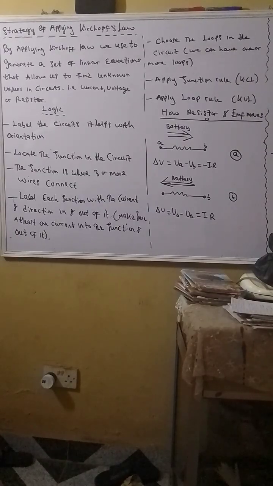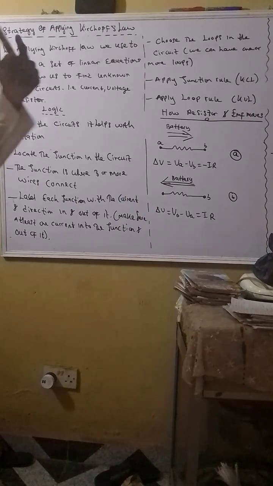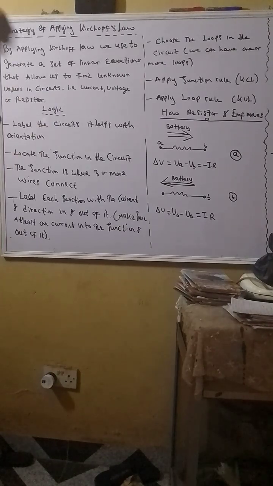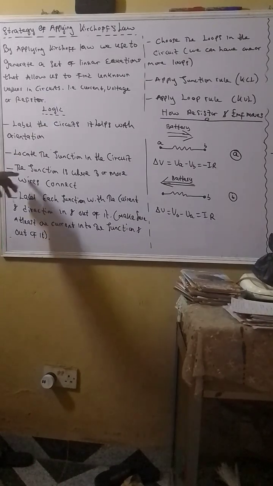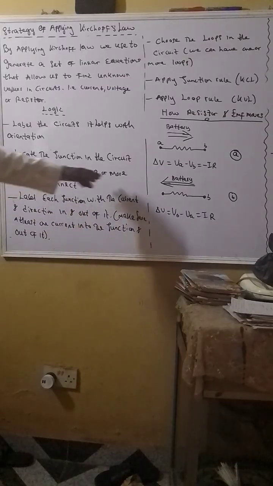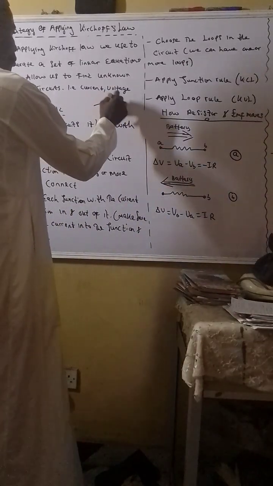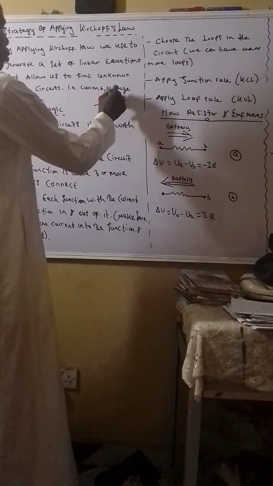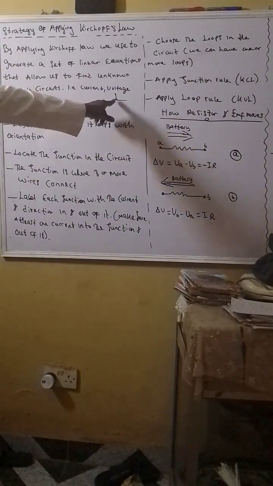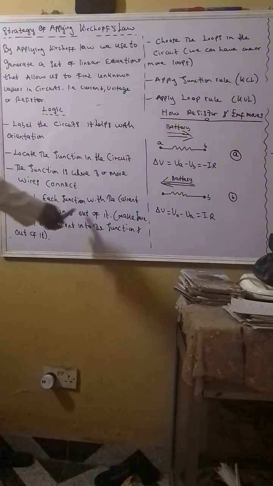Kirchhoff's law 1. The junction is the point at which currents meet, either coming in or going out. The junction is where three or more wires connect, something like this. I don't know how to draw very well, but this point here, you can call it a junction. So you have to label a junction also.